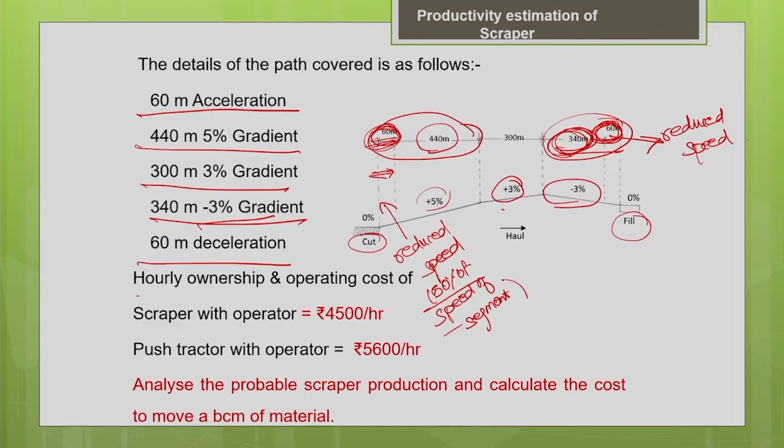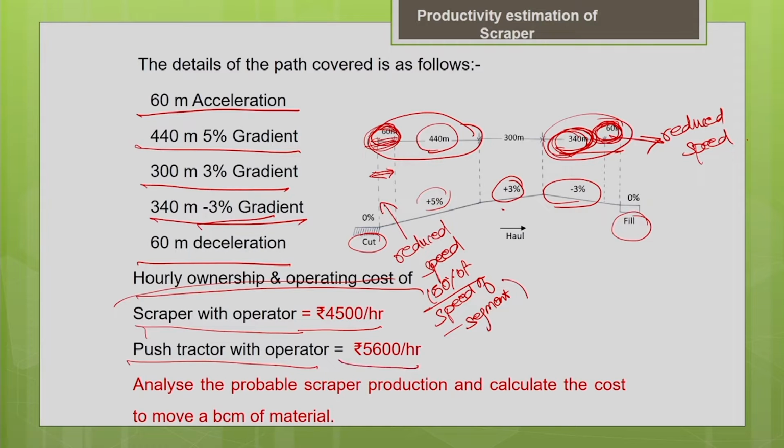Then the hourly ownership and the operating cost of the machine, okay, it is given directly to you. You know very well how to estimate the ownership cost and operating cost. So, we are not going to estimate the cost again, it is given as the input data. The scraper with the operator cost is rupees 4,500 per hour, and for the push tractor with the operator, the cost is given as rupees 5,600 per hour.